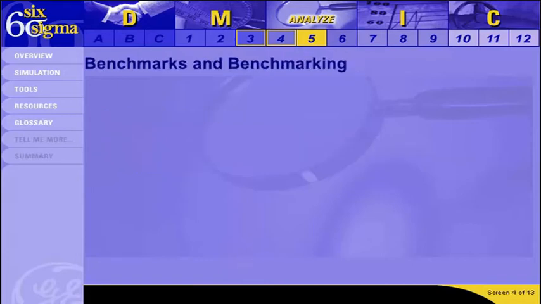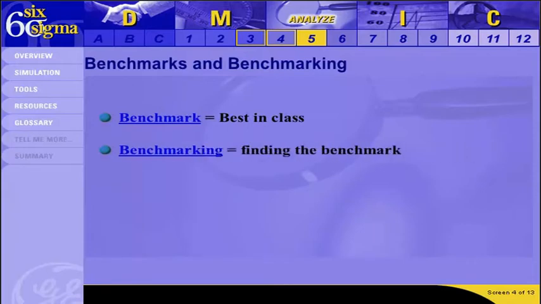While the baseline identifies where you are and the entitlement shows what can be expected with current technology, the benchmark is the current best practice. Benchmarking is defined as a process for identification of best-in-class practices and standards for comparison against internal practices. Click Next and we'll take a more in-depth look at this critical activity.